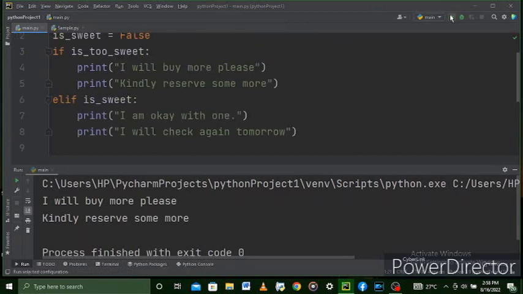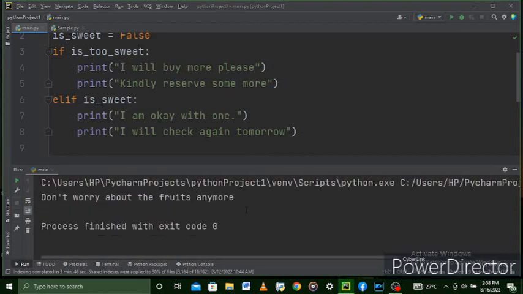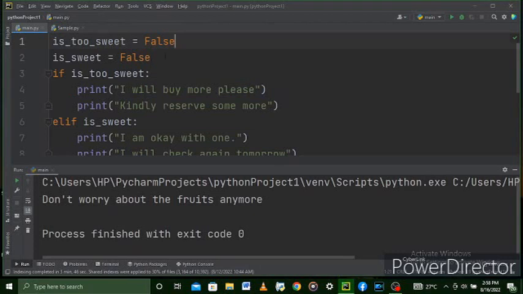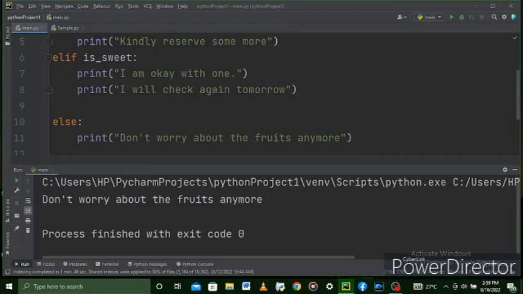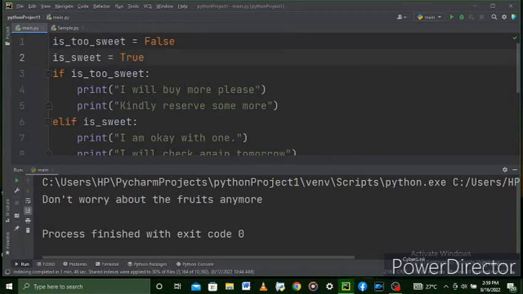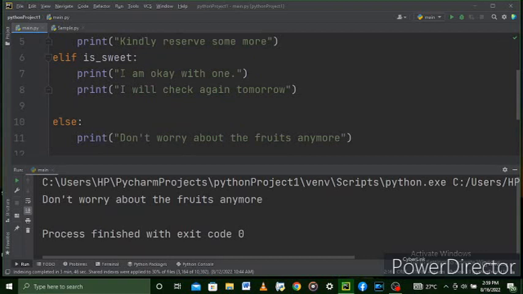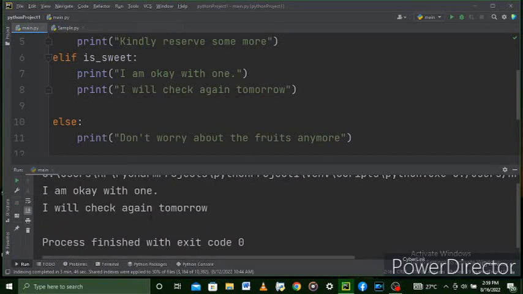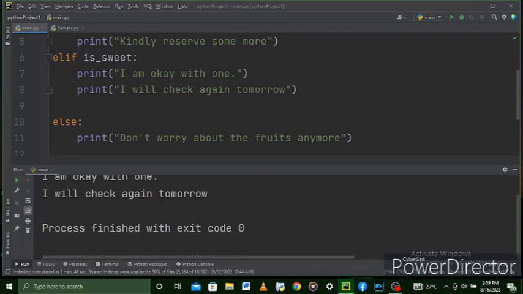Okay, so when you run that, this is exactly what you're going to get, because none of your conditions is true. But if we decide to make this true, which means we are working with this second decision, so if the fruit is not too sweet but it is sweet, we are going to go with I am okay with one, I will check again tomorrow. When you run that, this is the decision you're going to end up making. Okay, so this is one of the examples of the if statement where you have to make some decisions.